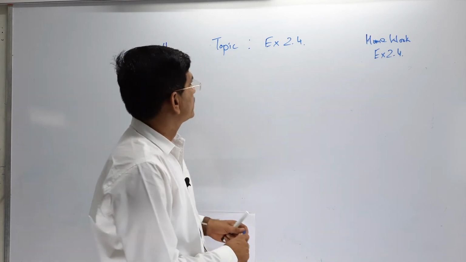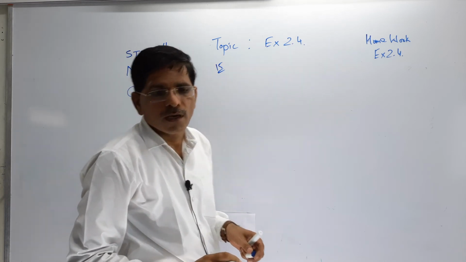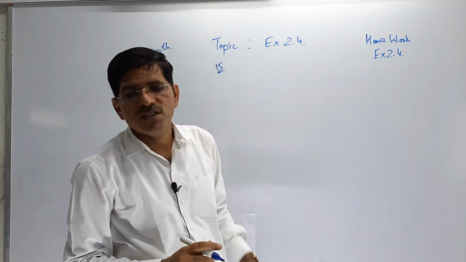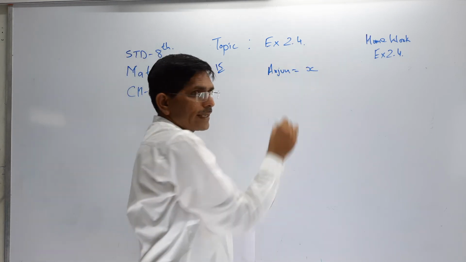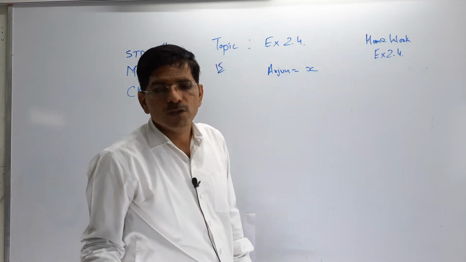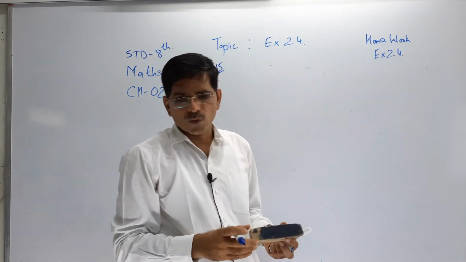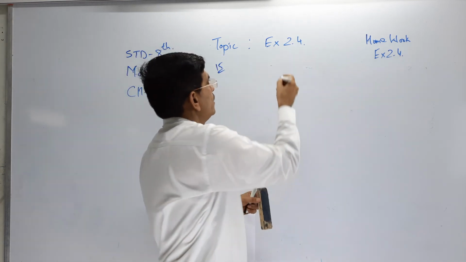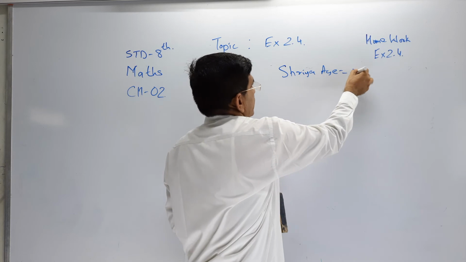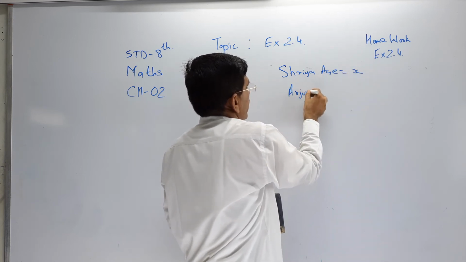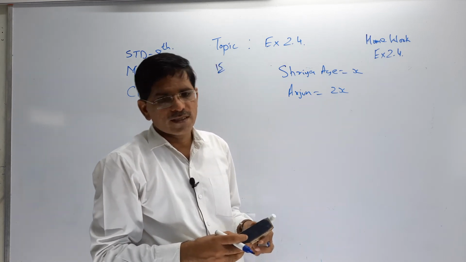Now one example, the 15th example I am doing: Arjun is twice as old as Shreya. So I have to take Shreya's age as x. The relation is that Arjun is twice as old as Shreya. So what do I have to write? Shreya's age I write as x, then Arjun I have to write as 2x.